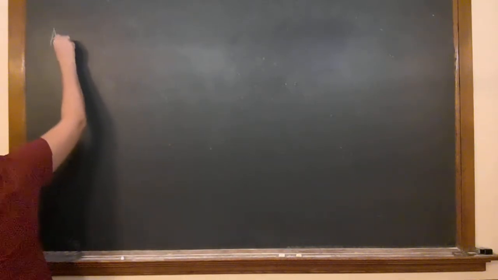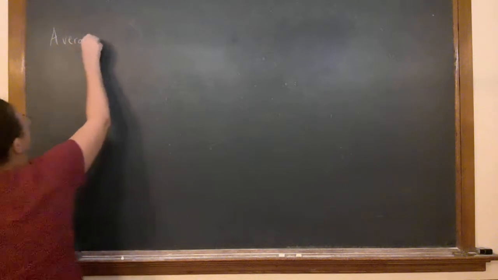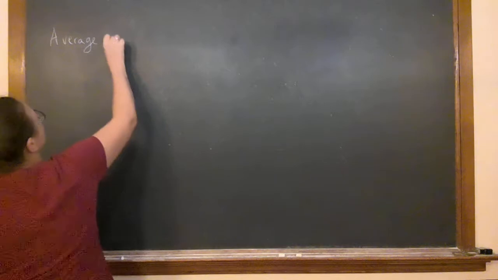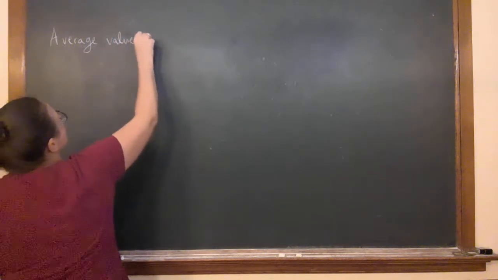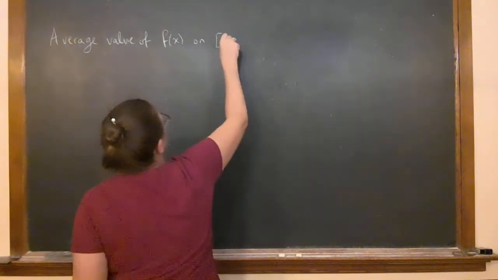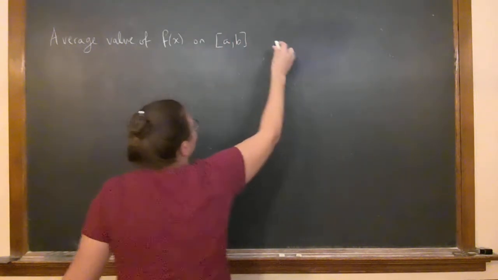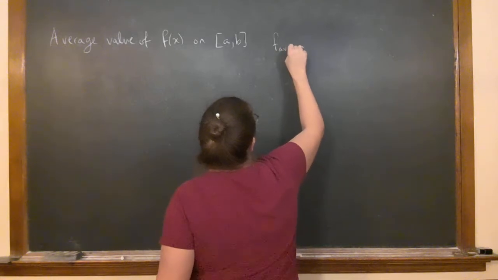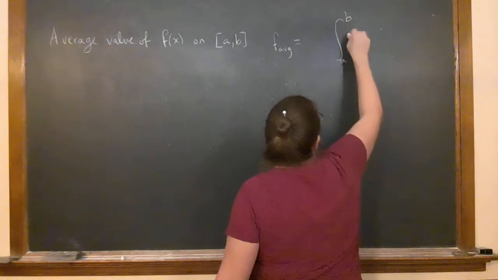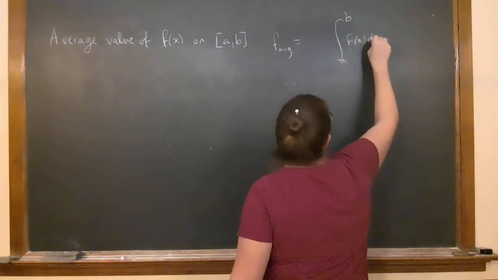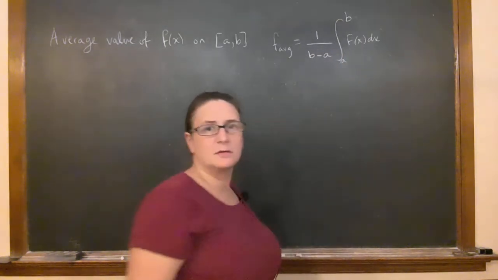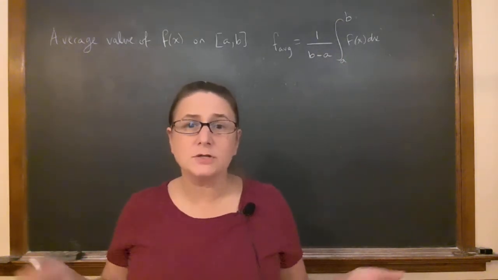So I'm just going to put up the formula for you. The average value of a function f of x on an interval a, b is given by taking the integral from a to b and then just dividing by the length of the interval. So it's really easy.